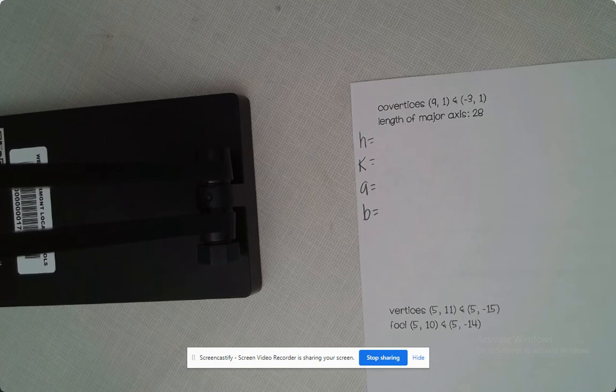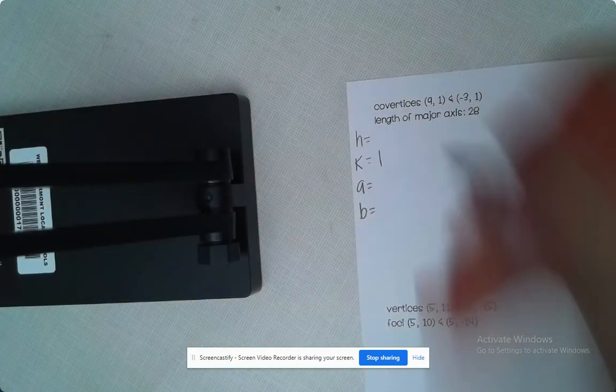Co-vertices and what? Length of the major axis. There's something that should scream, I know what to do immediately. What? The ones are the same, which means it's the what? It's the K value because it's the Y coordinate. Does everybody understand what I'm saying with that? That's that.